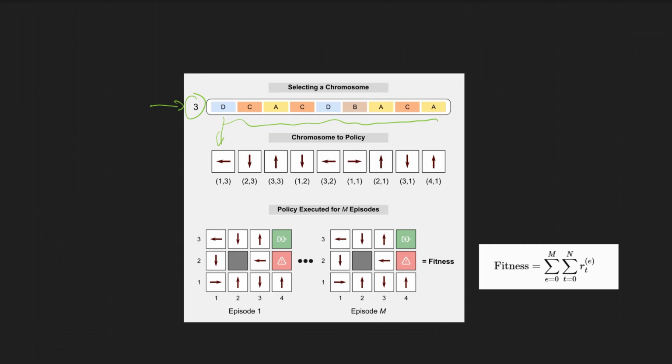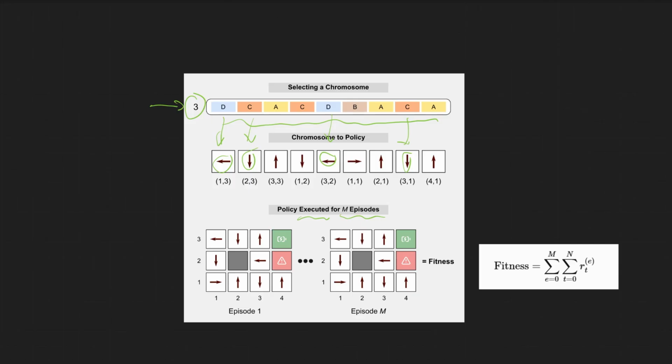So the letter D is mapped to action left. As you can see, every time that we have letter D, we map to left. Letter C is mapped to down. So every time that we have a letter C, we map to down, and so on. So we can turn basically a chromosome into a policy. And then what we need to do, we need to execute this policy into the environment. And we're going to do this for M episodes.